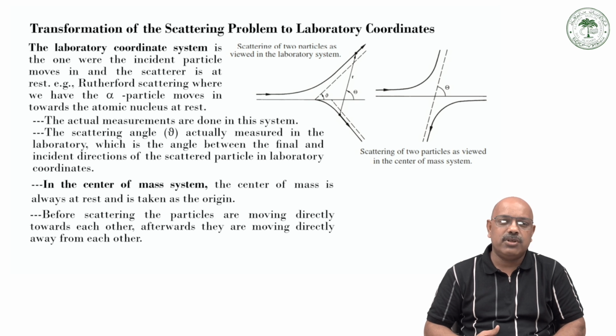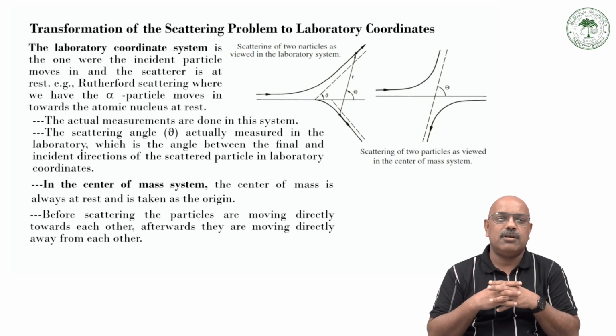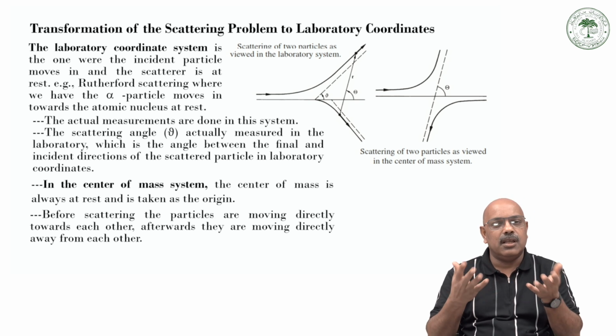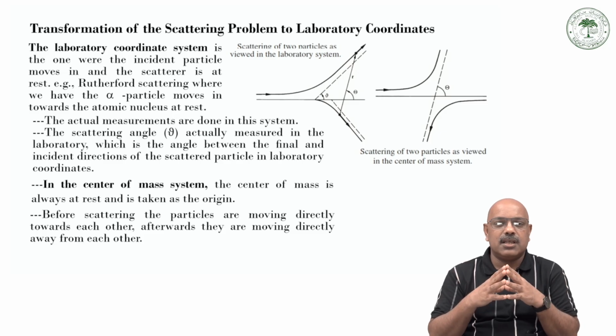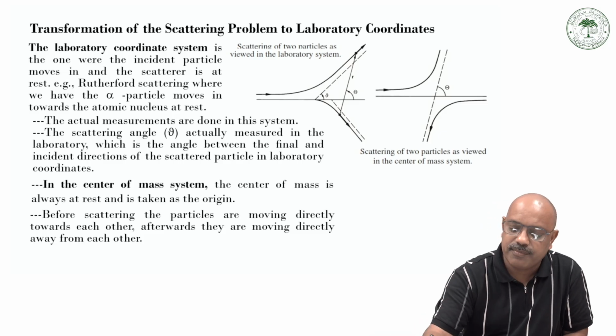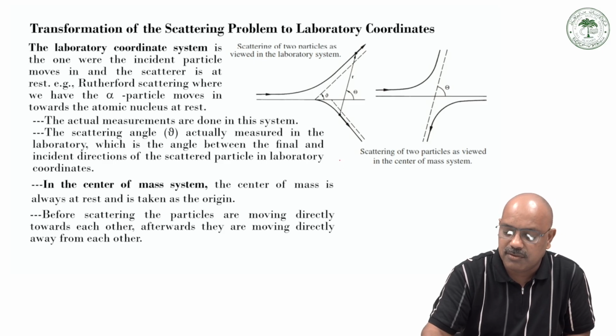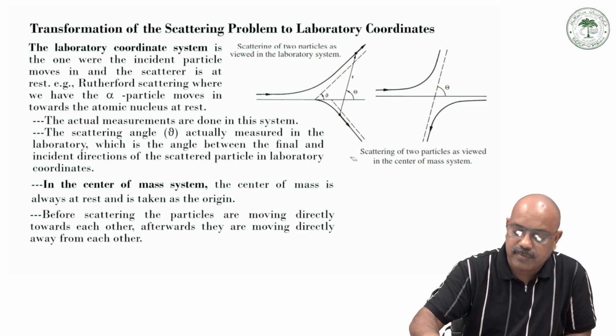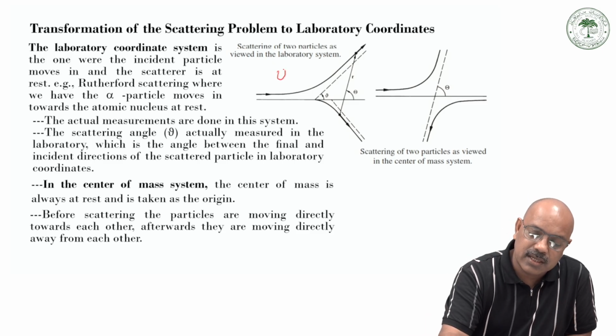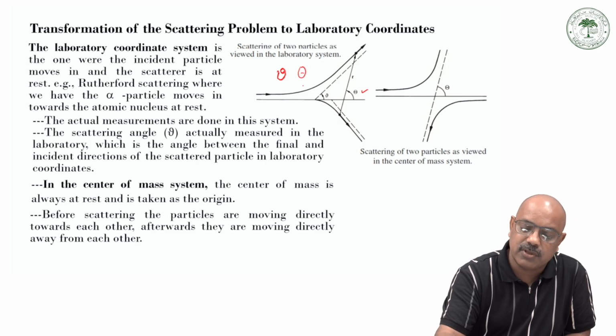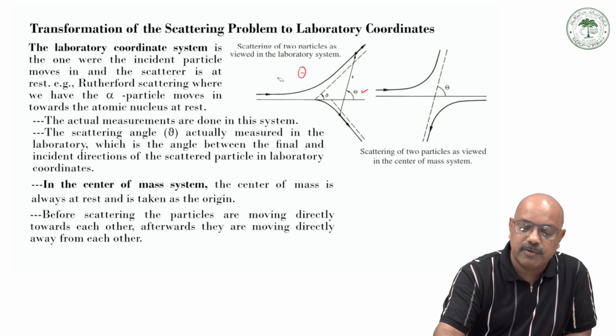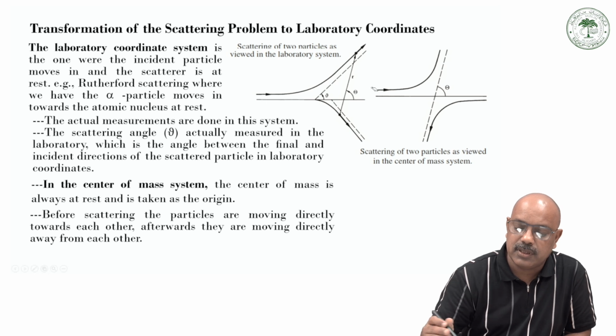Experimentally, what we measure is in the laboratory system, where this is the scattering angle theta. This theta is written differently. Here you can see that this theta is written like this, and earlier the scattering angle was this. This is for a different purpose, so you have to be careful about this.